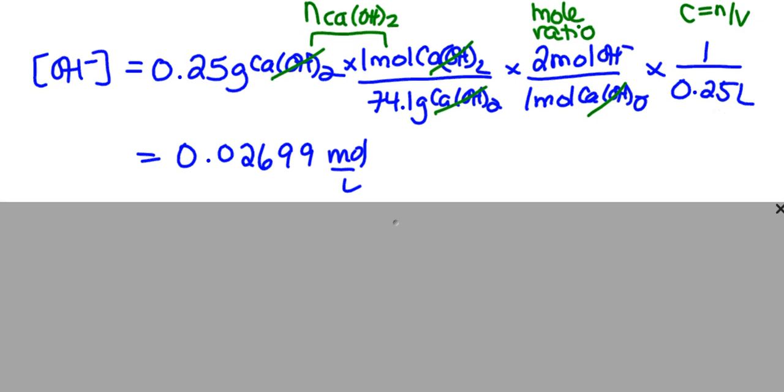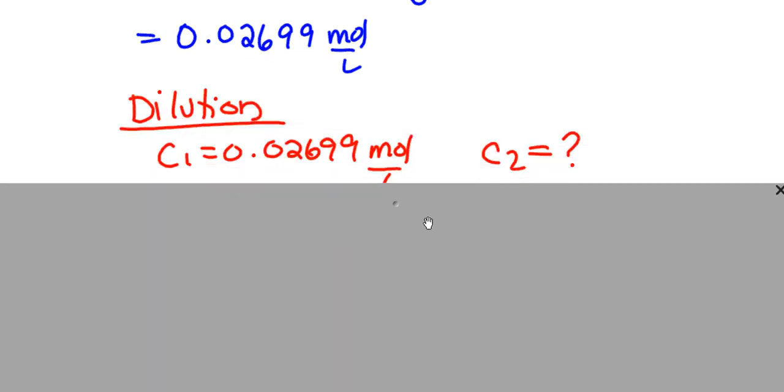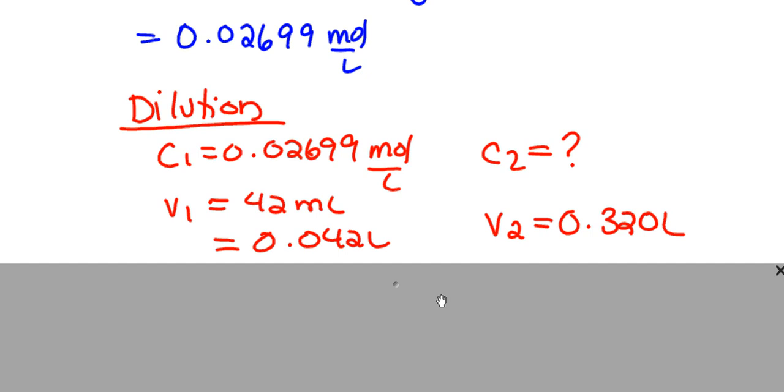Then comes the dilution part. So this is the concentration of hydroxide ions undiluted. Then we dilute it. So, as we labeled before, this is our concentration. We're given how much of that concentrated solution we take, 42 milliliters. We want to find the concentration of our diluted solution, and this is our 320 milliliters. You could have left both volumes in milliliters, and it still would give you the same answer.